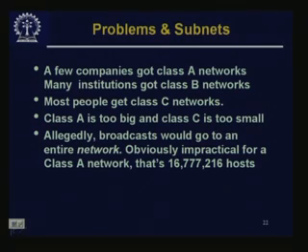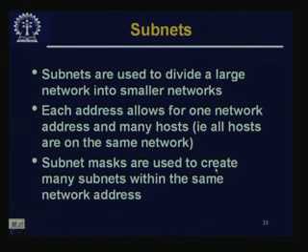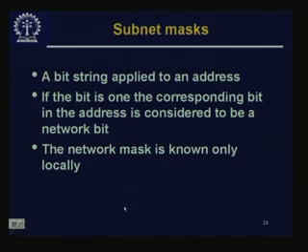As we have said, broadcast would go to an entire network, which is obviously impractical for class A networks, and even for class B networks it is impractical. So, subnets are used to divide a large network into smaller networks. Each address allows for one network address and many hosts, that is, all hosts are on the same network. Subnet masks are used to create many subnets within the same network address. So, we will look at the subnet mask. This is a bit string applied to an address. If the bit is 1, the corresponding bit in the address is considered to be a network bit. The network mask is known only locally.